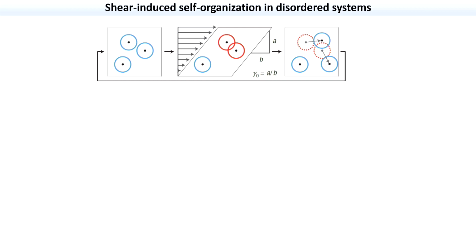Now, imagine that the dynamics is overdamped. What happens if I bring it back? If I apply exactly the shear I have applied, and then I bring it back, then for this one, since this is overdamped hydrodynamics, it is reversible. So this one will come back to the initial position, but not these two, because they have been displaced due to collision. If there is no collision, they will come back to their initial state.